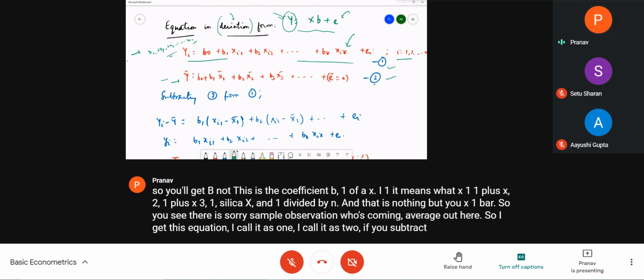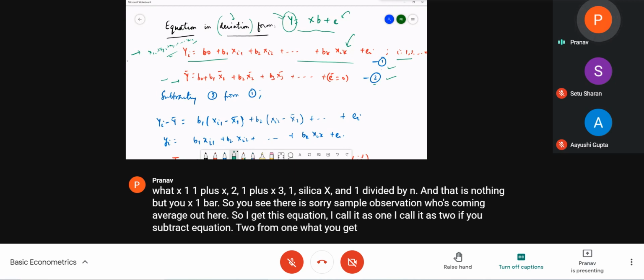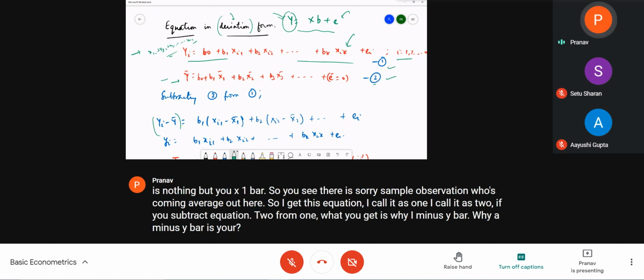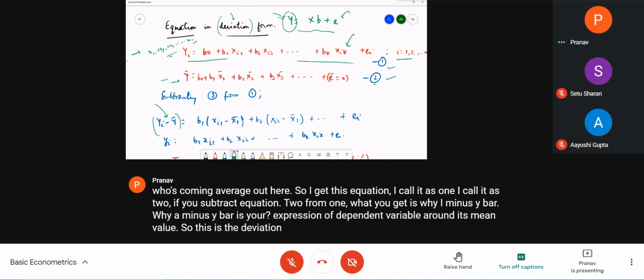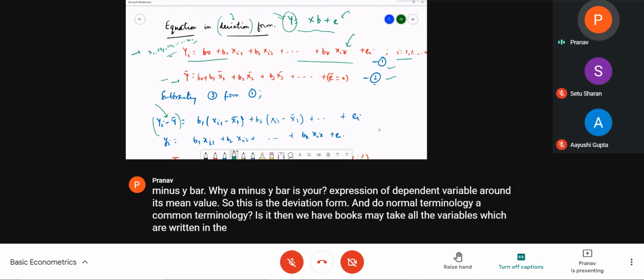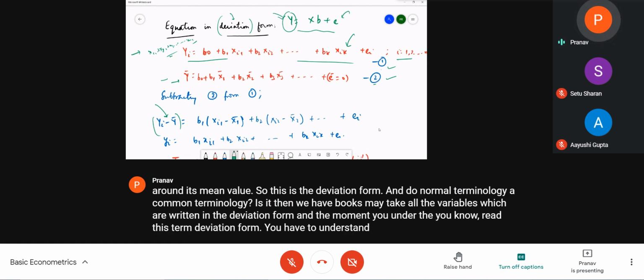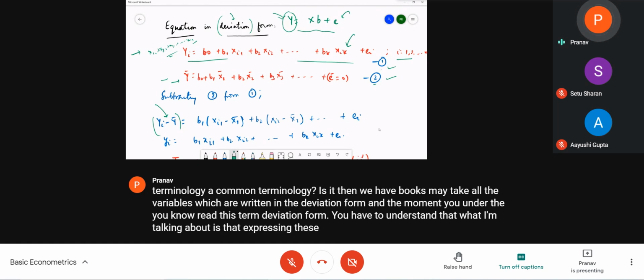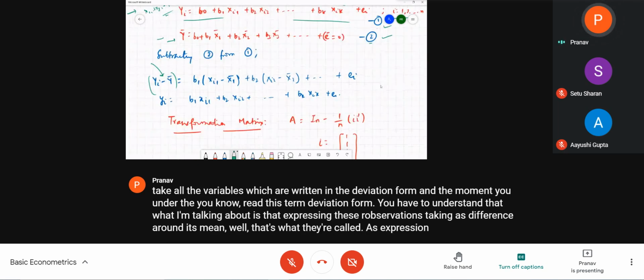If you subtract equation 2 from 1, what you get is yi minus y bar. Yi minus y bar is the expression of the dependent variable around its mean value. So this is the deviation form. The common terminology you will see in all books is that the variables are written in deviation form, and the moment you read this term, you have to understand that I'm talking about expressing the raw observations as differences around their mean value. That's why they are called expression in deviation form or equation in deviation form.